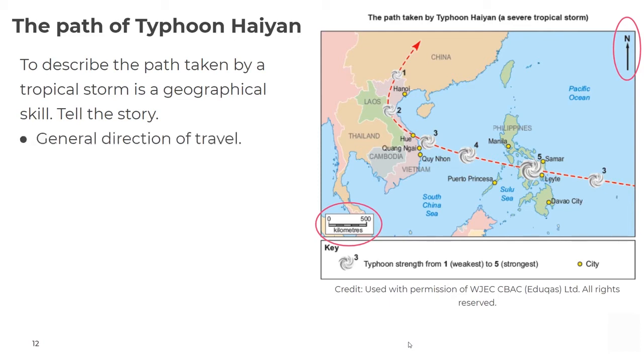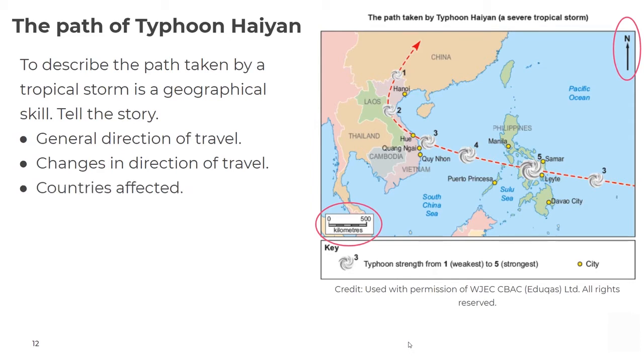So what should be included in an answer that describes the path of Typhoon Haiyan in depth? We will need to mention the general direction of travel, and there is a north arrow on your map to help you with that. We'll also need to mention any changes in direction of travel. Does it always travel in the same direction, or does it suddenly change? And if it does, where does that happen? We'll also need to consider the countries affected, and they are all labelled on the map. We also need to include the names of oceans and seas, which again are labelled on the map. And lastly, we also need to consider adding distance to our answer.